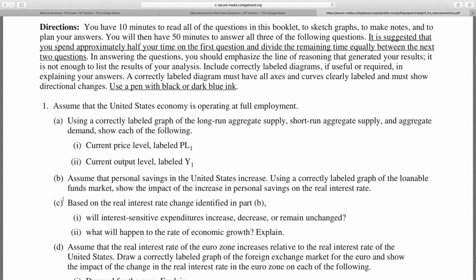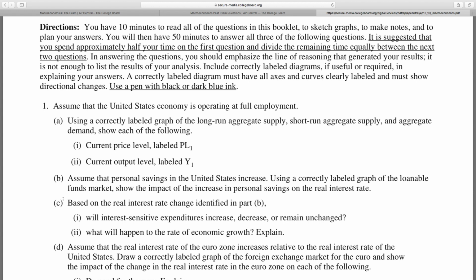Okay, number one says assume the United States economy is operating at full employment using a correctly labeled graph of the long run aggregate supply, short run aggregate supply, and aggregate demand. Show each of the following. Okay, so at full employment means the aggregate demand, aggregate supply curves are intersecting on long run aggregate supply. You label it correctly, you're good. Now, I know you're not drawing graphs, but again, I don't know how they're going to test this without the graphs. So it may be something where you explain it. So even though you're not graphing, I still think these questions are going to be beneficial in practicing.